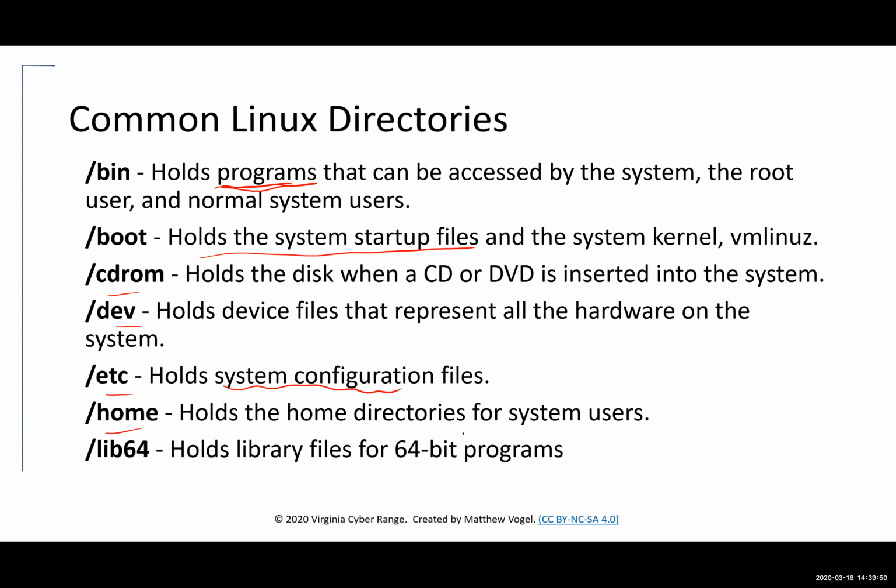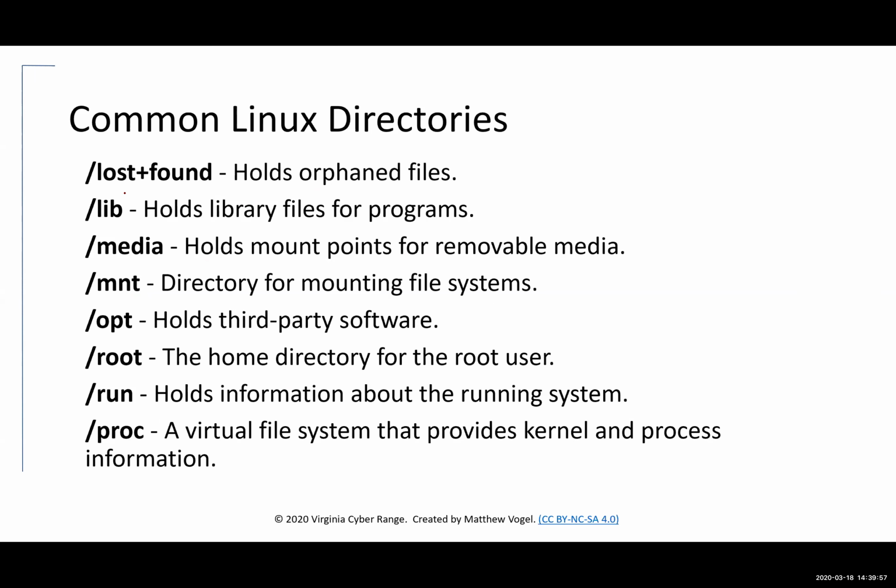Home, we already mentioned, holds home directories for system users. lib64 holds stuff related to 64-bit programs. Sometimes you'll see a lost+found folder. It is sort of what it sounds like. /lib holds library files for programs, and that may not be super meaningful right now, but when you're compiling an executable program, for example, there are these library files that are needed as part of that process, and at some point we may talk a little bit more about that.